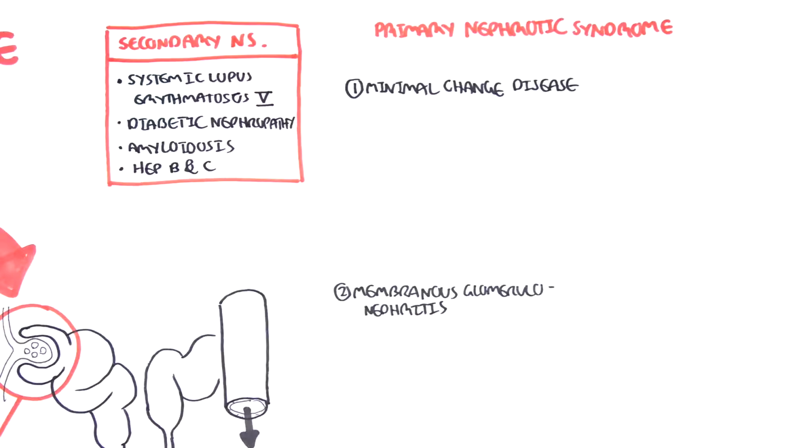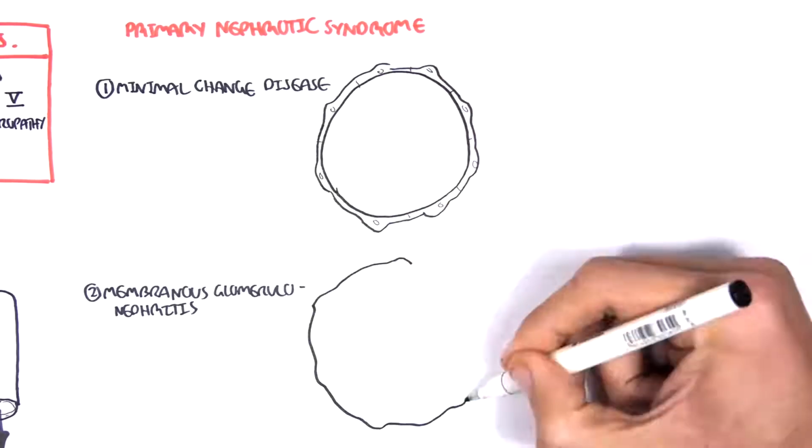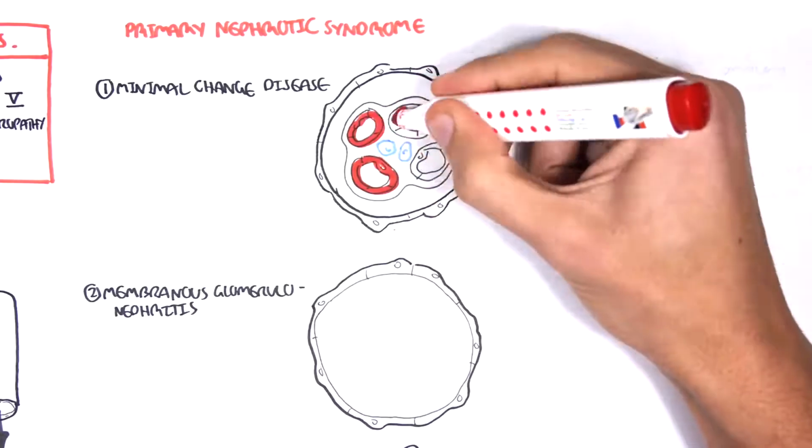If there is an exam question, what is the most common cause of chronic kidney disease? The answer is diabetic nephropathy. If there is a question, what is the most common nephrotic syndrome? The answer is diabetic nephropathy. Diabetic nephropathy will hopefully be discussed in another video, but it's very important to be aware of this condition. We will focus on primary nephrotic syndromes, beginning with minimal change disease.